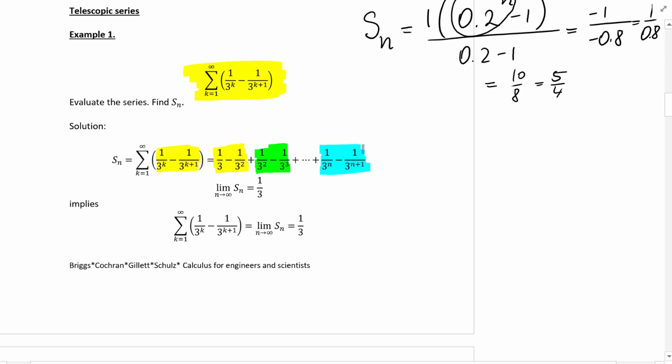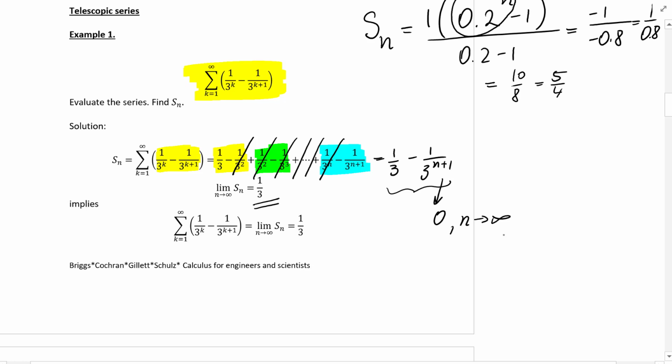So now just notice how this term cancels with this one, this cancels with the next one, this cancels with the previous one, so you are left with 1 over 3 minus 1 over 3 to the n plus 1, which when we calculate the limit as n is approaching infinity of this, we end up only with 1/3, as this one is going to approach 0 when n is approaching infinity. So basically, this series is convergent, and its actual value is 1/3.